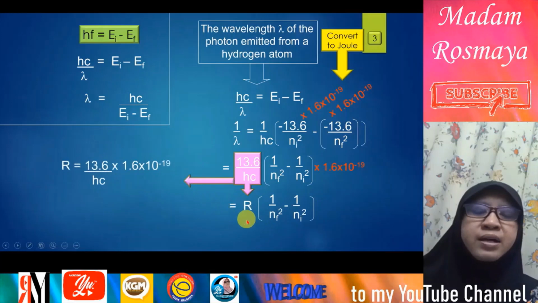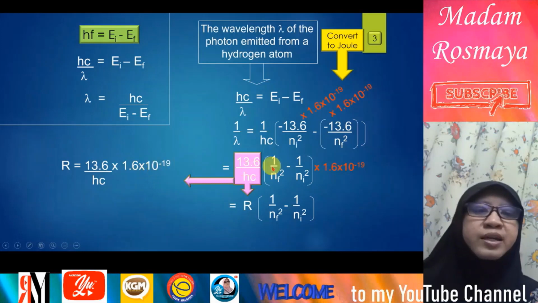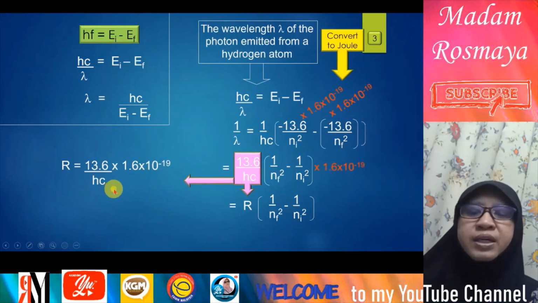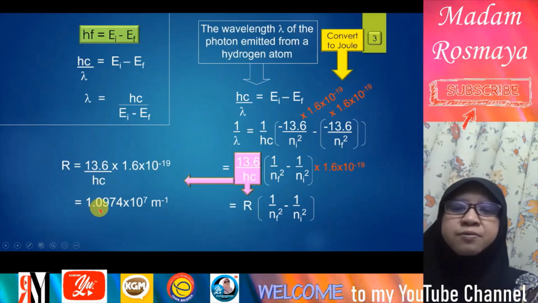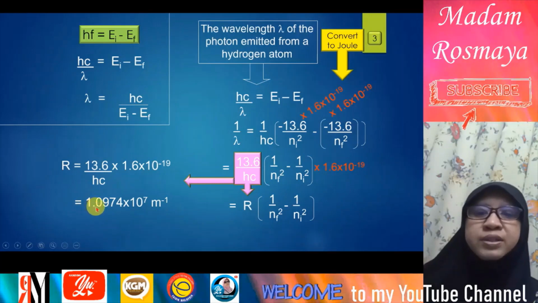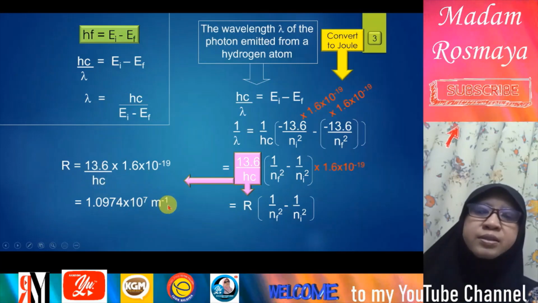So we can calculate the Rydberg constant. 13.6 times 1.6 times 10 to the power of negative 19, per hc, so the Planck constant and the speed of light. So we get the value of Rydberg constant R as 1.0974 times 10 to the power of 7 per meter. The unit is per meter.